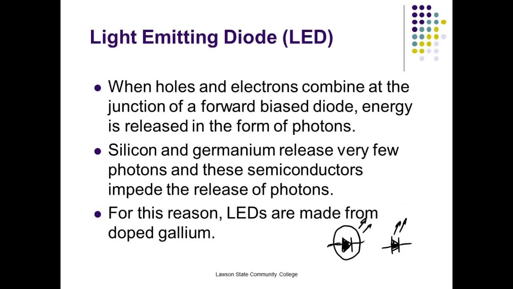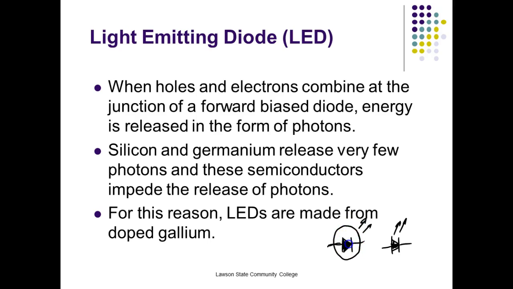So when those electrons and holes combine at the junction, they emit photons. But the energy level for regular silicon is so low, they don't emit a lot of photons, and they're at a wavelength you couldn't see anyway. So to turn these on, we have to forward bias them.